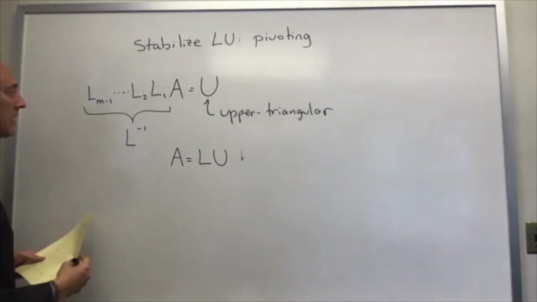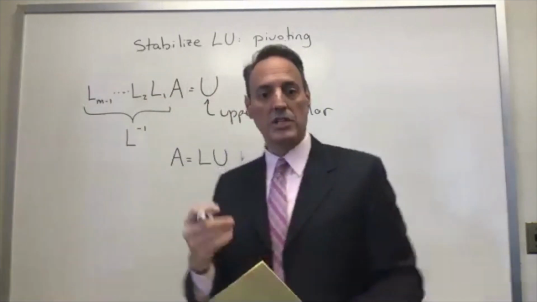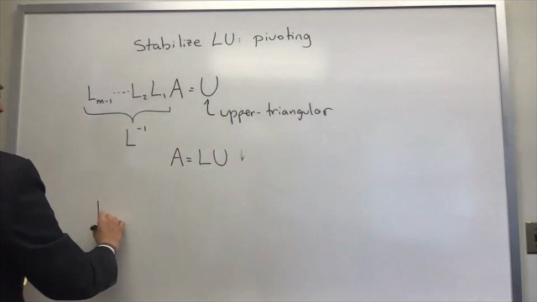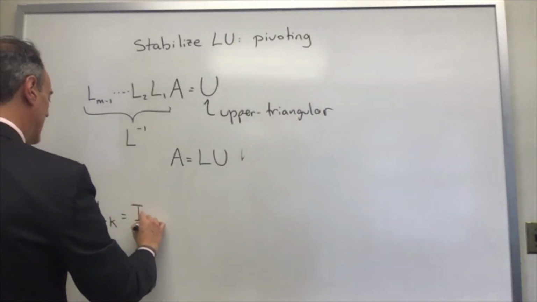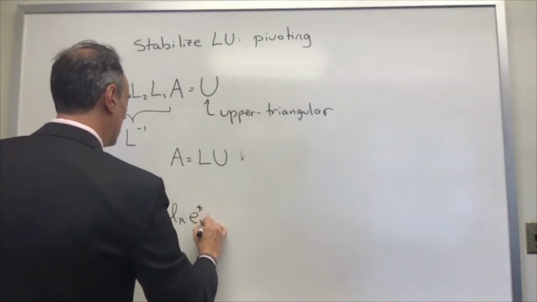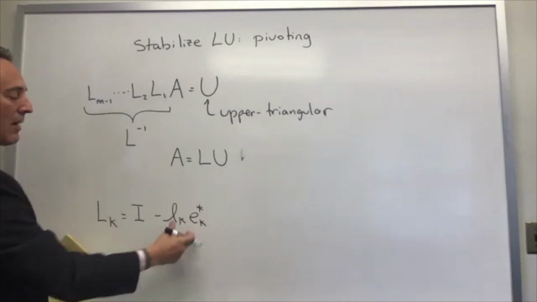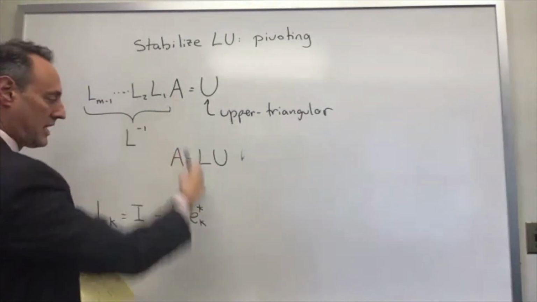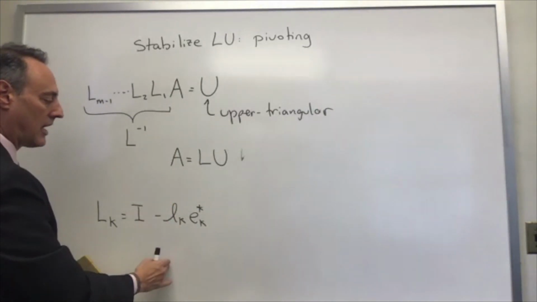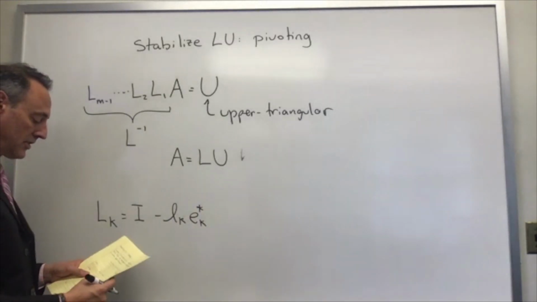Now, what do these L's that are part of this look like? Those L's, we constructed last time to look something like this. L of K was the identity minus l of K times e of K star. So this is an outer product. This basically takes this unit vector in the kth direction, lays it on its side, takes an outer product with this l of K, which builds a matrix which you subtract from the identity.